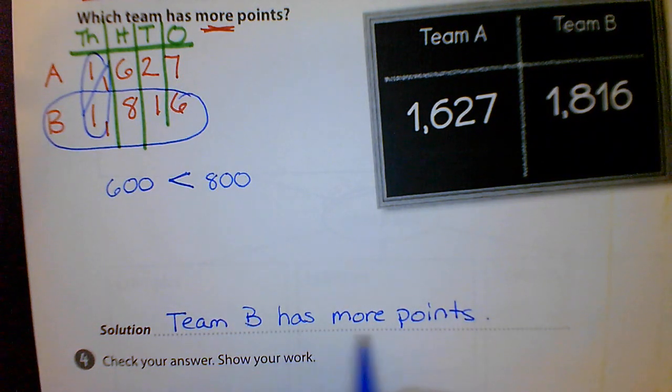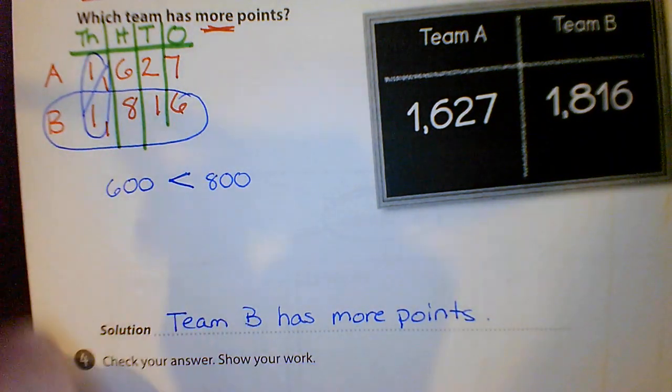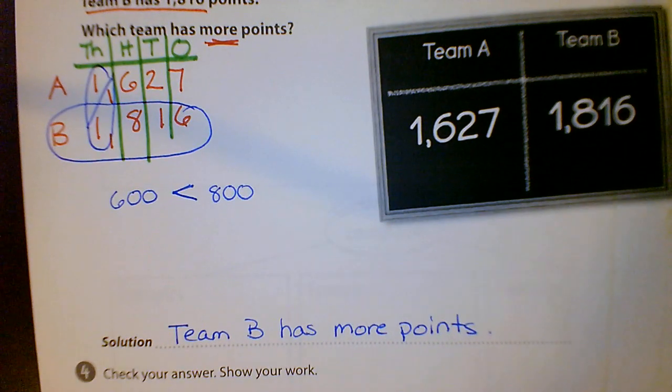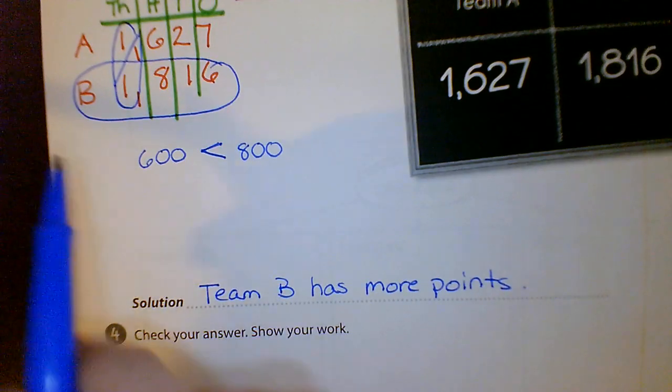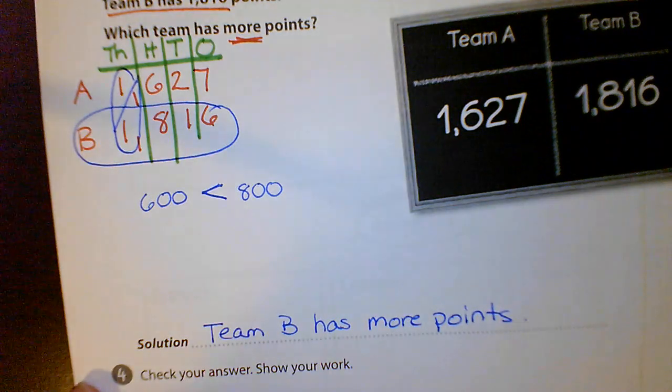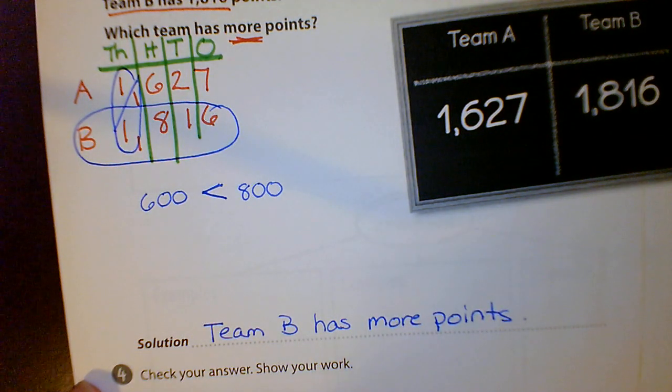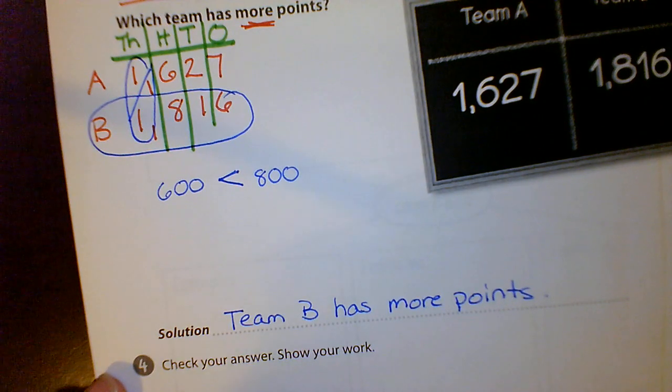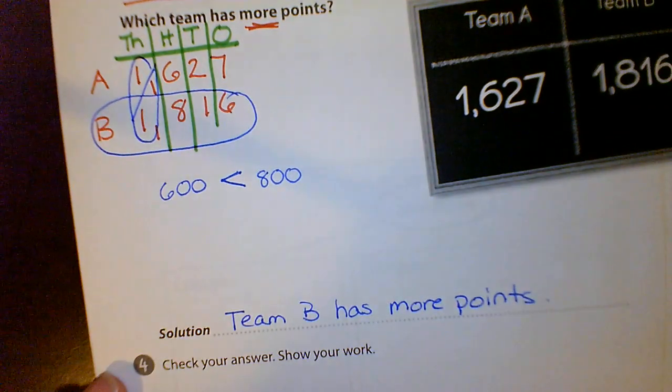So team B has more points, and here I showed how I did that by using a place value chart. One more thing that I may have wanted to write in here that would have been good information was also to say that both of the teams had a 1 in the thousands place. That would have been another thing to write. But this is good. We've explained it, I think, very thoroughly.